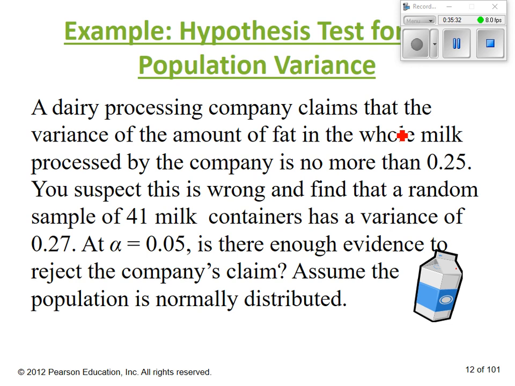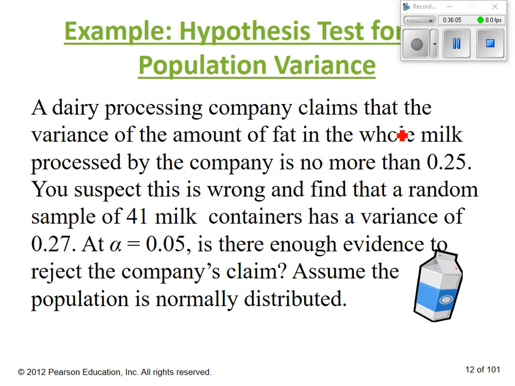First thing we're going to do every time, this is the exact kind of problem that's on the test. So we write our H0, our HA. We look at the claim. It says a dairy processing company claims that the variance of the amount of fat in whole milk processed by the company is no more than 0.25. What does no more than tell us? It's equal to or less than that, right?